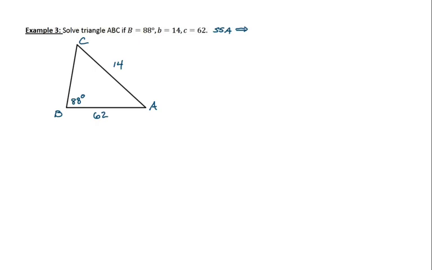So if we look here, I would take the triangle information I have and label it. So angle B is 88 degrees, side C is 62, side B is 14. And I would look at this. This is SSA as well. So I will have to check if there's more than one possible answer or no possible answers. So I would set up the law of sines in the triangle. So sine of 88 over 14 is equal to sine of C over 62. And I'm going to solve for angle C.